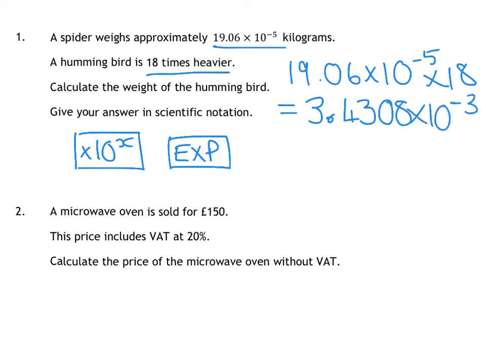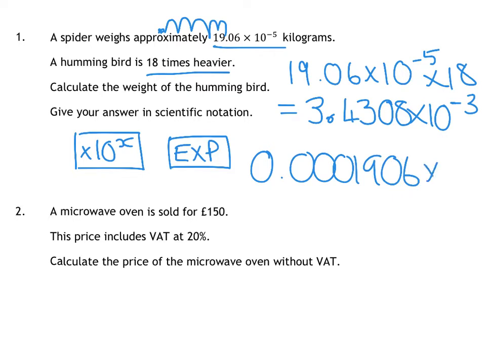Okay, if you're struggling and you don't know how to use that button on your calculator, you could always write out the 19.06 part in full. Power minus 5 tells us the decimal point is going to be moving 5 places to the left. So 19.06, if I move that 5 places, 2 places takes it to there. I need to go another 1, 2, 3. So I have got 3 zeros to add. So you could do 0.0001906 times 18 and type it that way into your calculator.